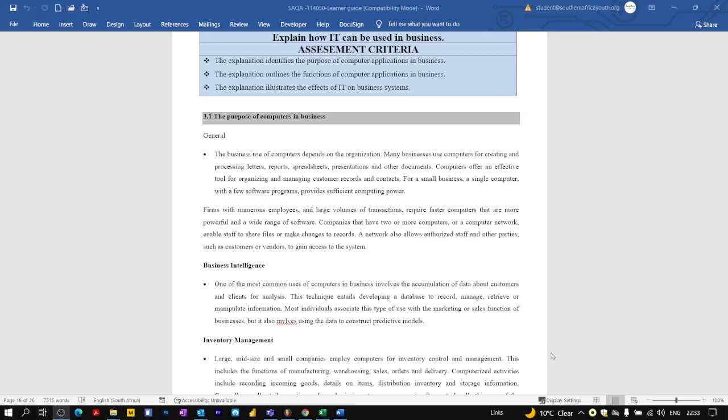Now, let us look at some of the purposes of computers in business. In general, the business use of computers depends on the organization, and many businesses use computers for creating and processing letters, reports, spreadsheets, presentations, and other things. For a small business, a single computer with a few software programs provides sufficient computing power, while for bigger businesses, obviously, the opposite will be true.